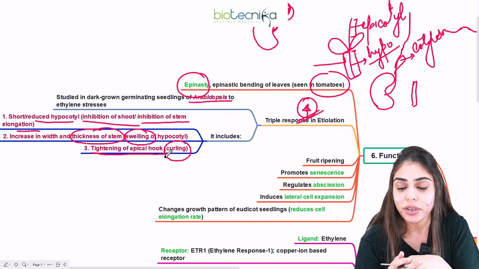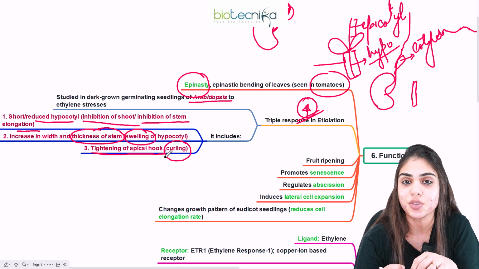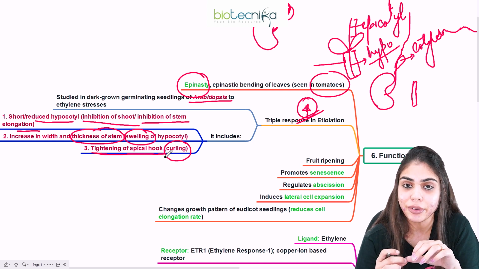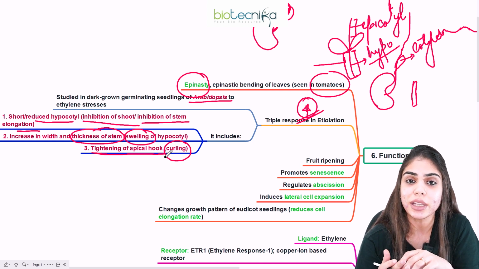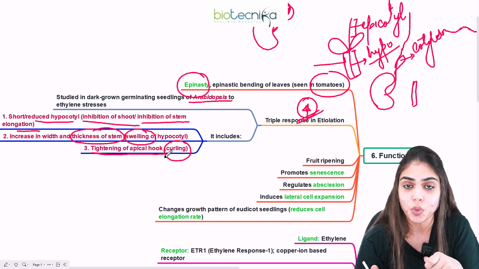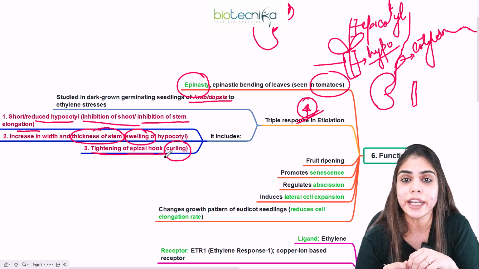So in the presence of ethylene, three responses are seen. That is what is called the triple response. Firstly, the hypocotyl height will be reduced, which will result in the reduced elongation of the stem, and the stem will be thickened. That means mota hoga. And the last is the tightening of the apical hook. That is curling of apical hook.